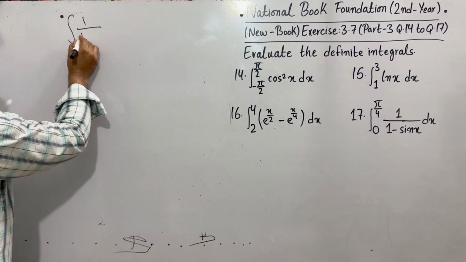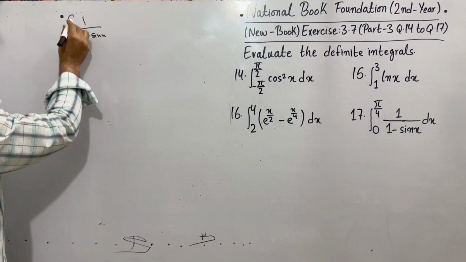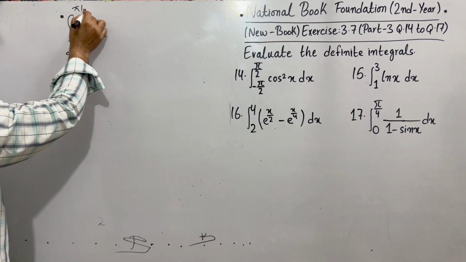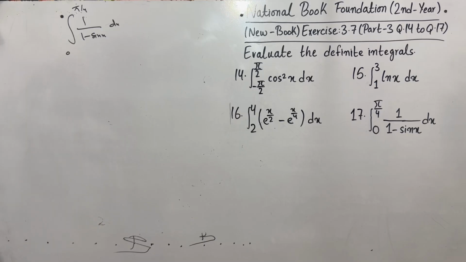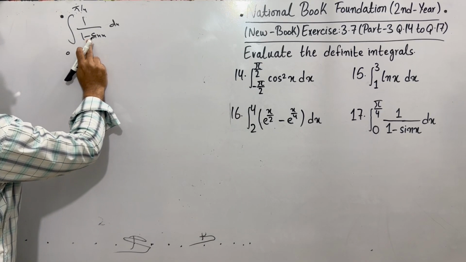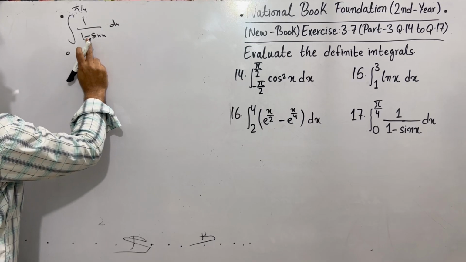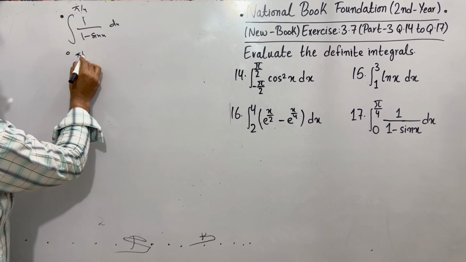Whenever such a situation prevails, rationalization is the best strategy. Rationalize: change the sign in the denominator, that's our major symbol, converting it from negative to positive or positive to negative. In that case, from negative to positive, integral from 0 to pi over 4.